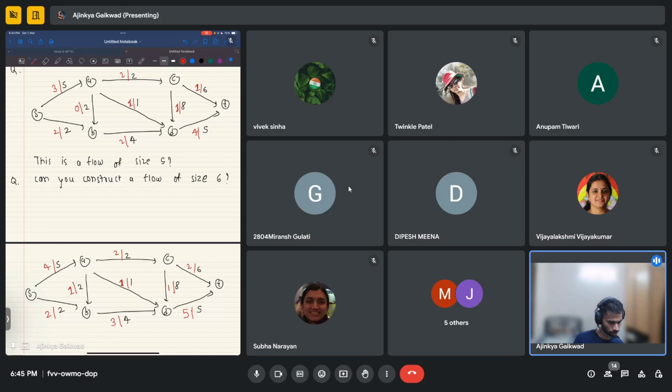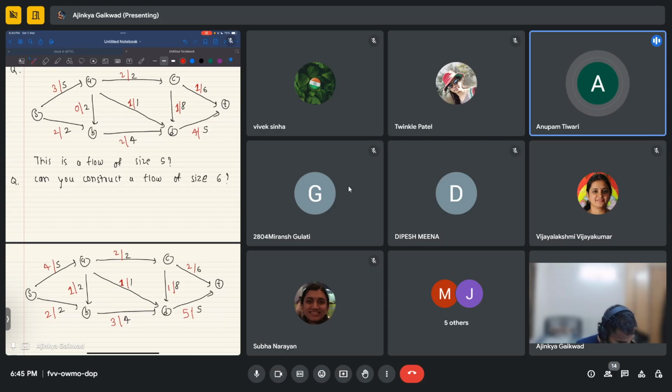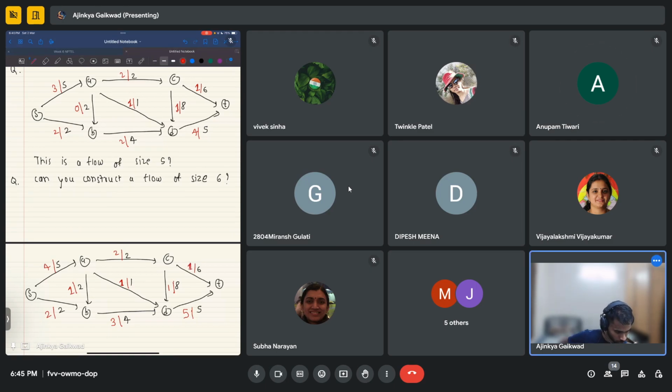Okay. Is this a valid flow network? No, sir. There is a problem at the C vertex now. So there is 2 coming in, but 2 going out, so you have to reduce 1 there. CT is 1. Okay. Now let me see. For C it is 2, 2. For D, 5, 5. So you are right. So this is a flow of size 6.